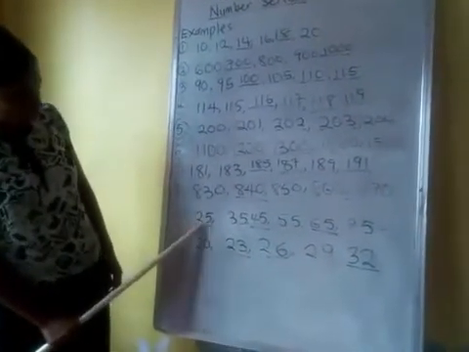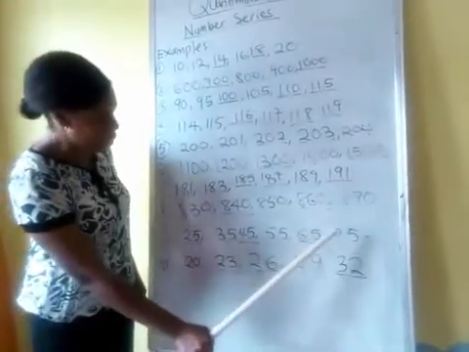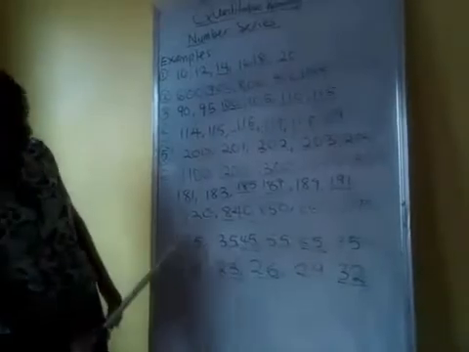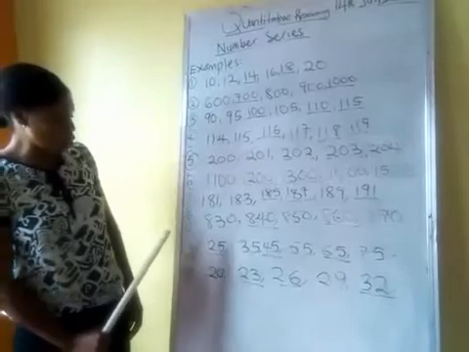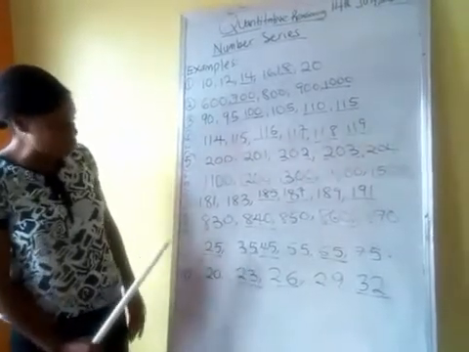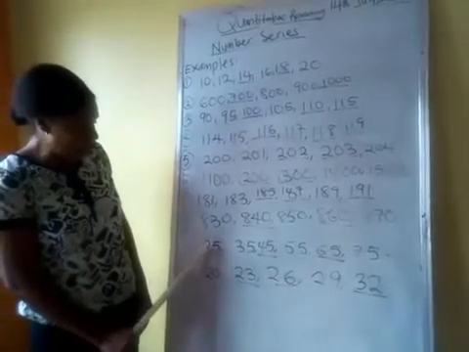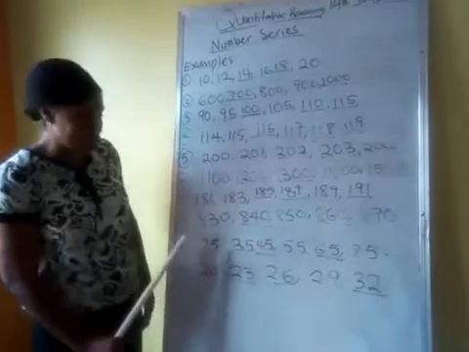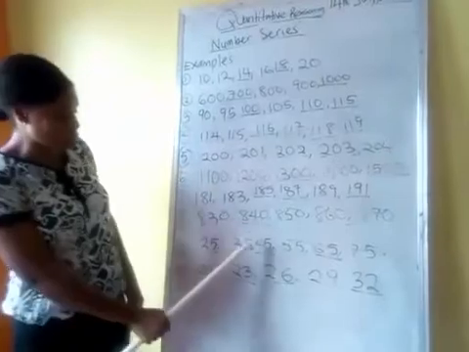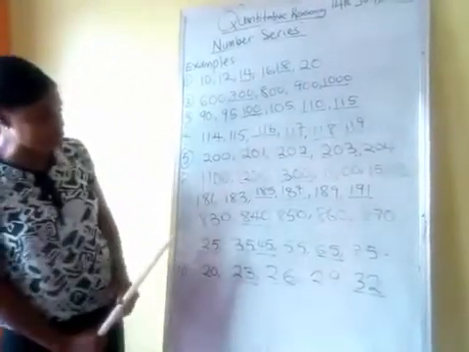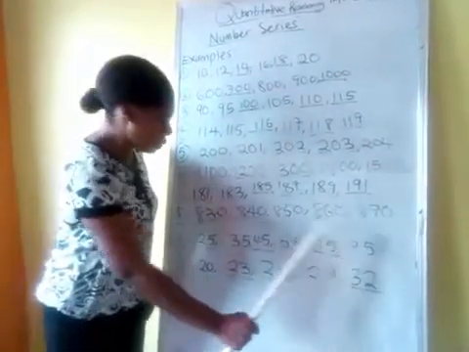We have 25, 35, 45, 55, 65, 75. Now, what's the interval between these two numbers, 25 and 35? The interval is 10. How do we get 10? You can simply say 35 minus 25, you get 10. Then when you add 10 to this one, it gives you the next number. When you add 10 to 35, it gives you 45. When you add 10 to 45, it gives you 55. When you add 10 to 55, it gives you 65. When you add 10 to 65, it gives you 75.